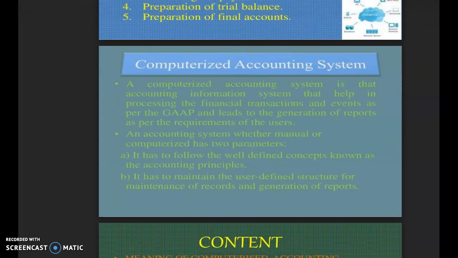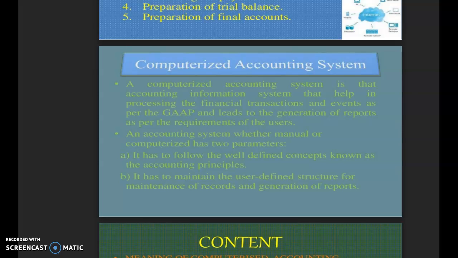It means the use and application of computers in the various parts, subparts, and components of accounting is known as the computerized accounting system or computerized accounting environment, in which the computer is used for various purposes with reference to accounting.